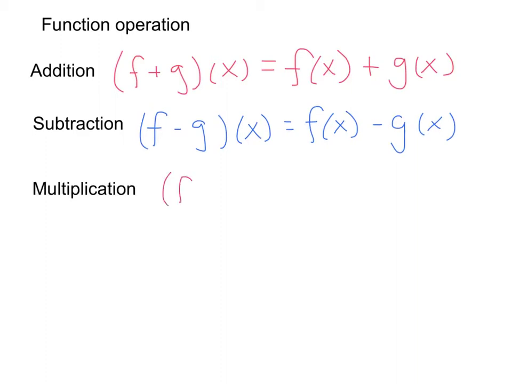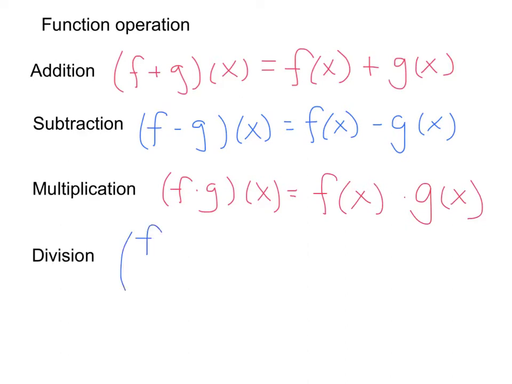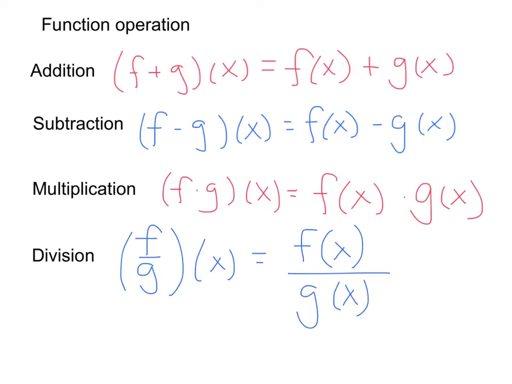When multiplying f times g of x, you take the function f of x and multiply it by the function g of x. That means you'll either have to distribute or possibly FOIL, depending on what was given to you. When you're dividing f by g of x, you take the function f of x, put it on the top, and divide it by the function g of x. When talking about function operations, we are also going to have to consider the domains of both of the functions that are given and use the most restricted domain.